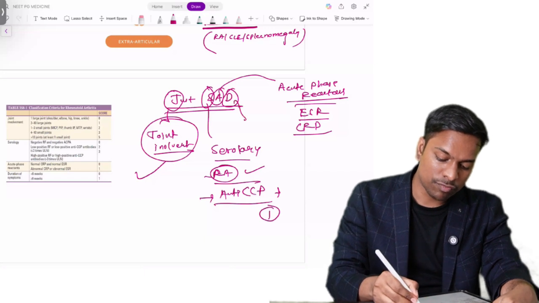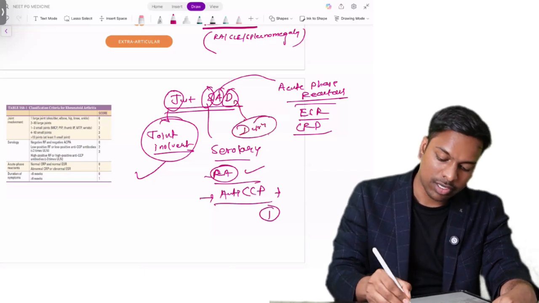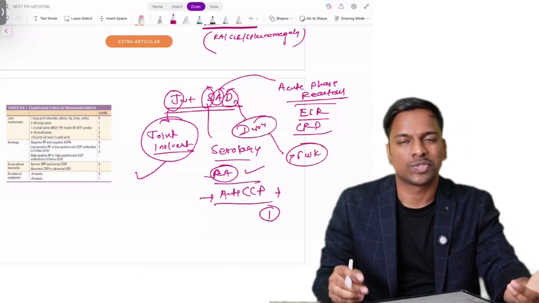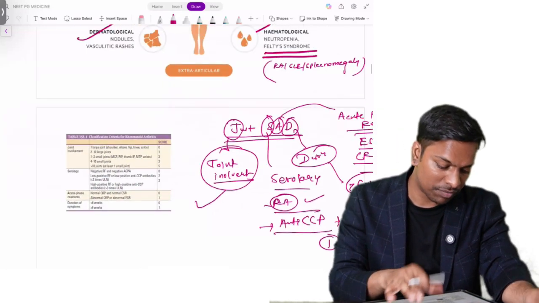And then D is for the duration. If duration is more than 6 weeks, it's chronic, score is 1. So rheumatoid has to be a chronic inflammatory polyarthritis, right? So that's the same thing we discussed.